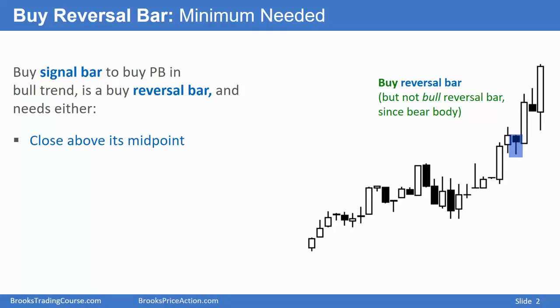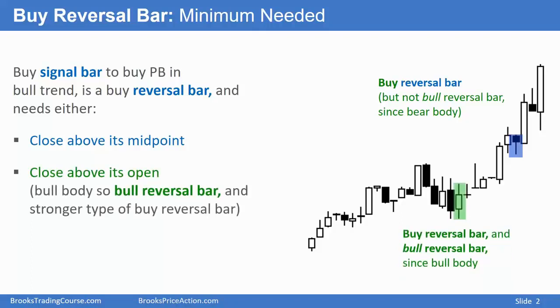filled right here. This is not a bull reversal bar because it has a bear body. So it's a bear bar, but it is a buy reversal bar. It's reversing an attempt to reverse the trend. So the bulls are reversing the market back up again. And you see that by the bar closing above its midpoint.